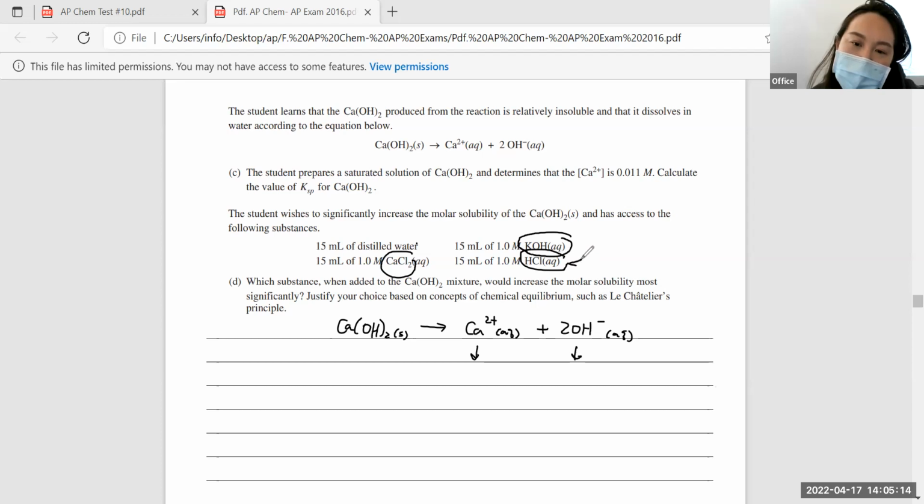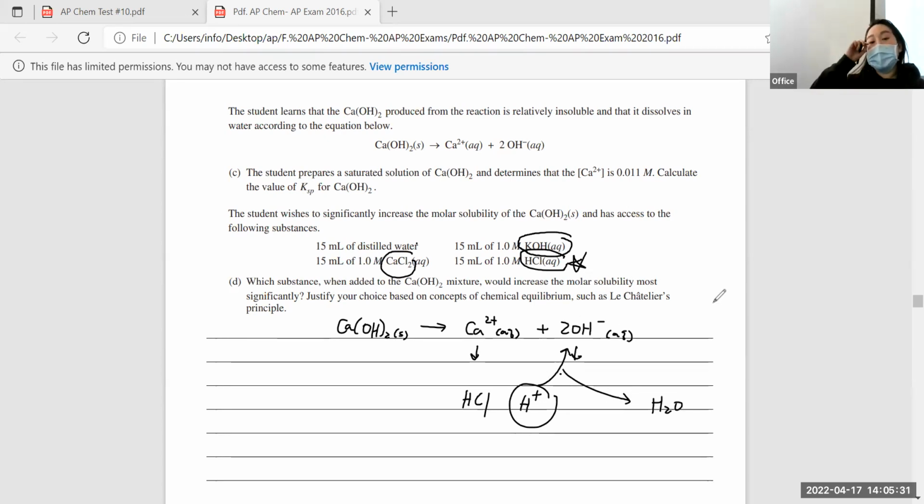HCl, right? Because what happens if I add HCl there? The H+ is going to react with the hydroxide, and I would get water. So if I add HCl, it reacts with my hydroxide, and the concentration of hydroxide goes down. Therefore, according to Le Chatelier's principle, my equilibrium will shift to the right, and when it shifts to the right, more of this will dissolve, increasing the molar solubility.